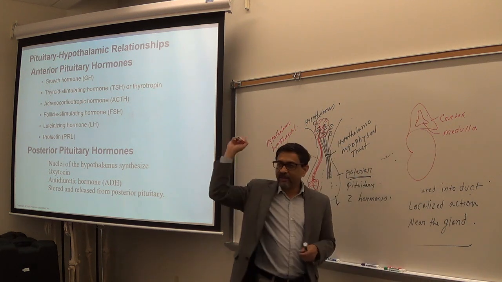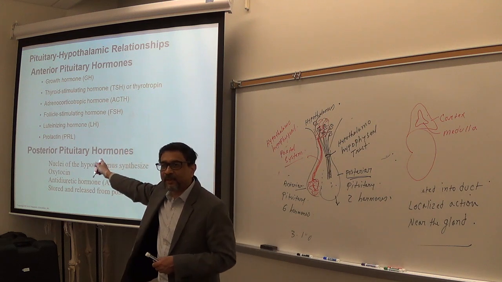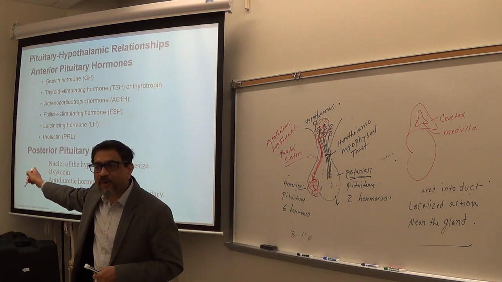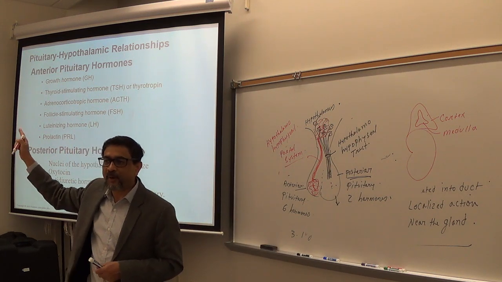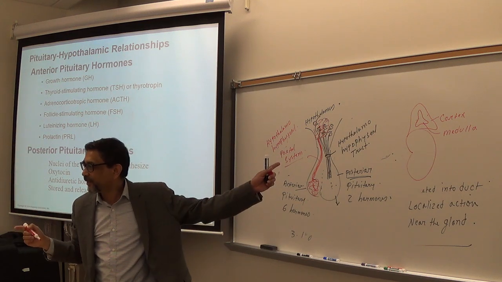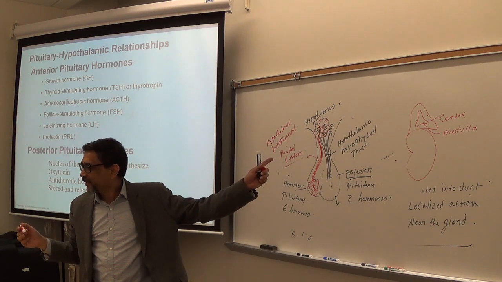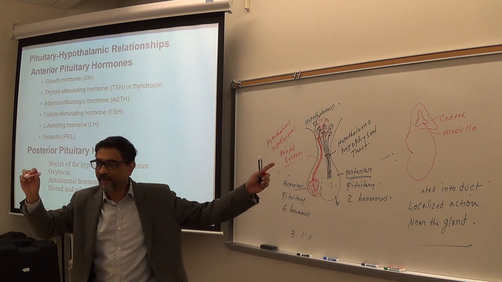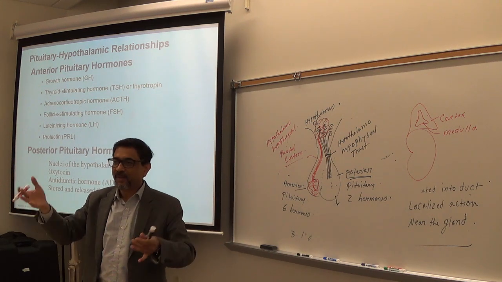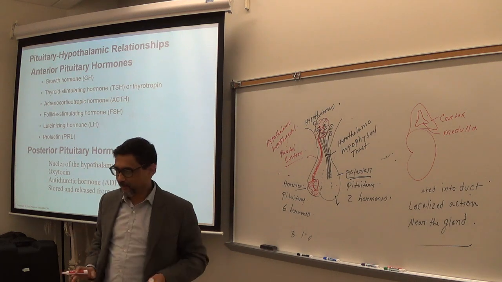So now you tell me, this name, adrenocorticotropic hormone, is telling you it works on which part of the adrenal gland? Cortex, right? That's why it is called cortico. Adrenocortico, it's telling you it works on the adrenal cortex, right?